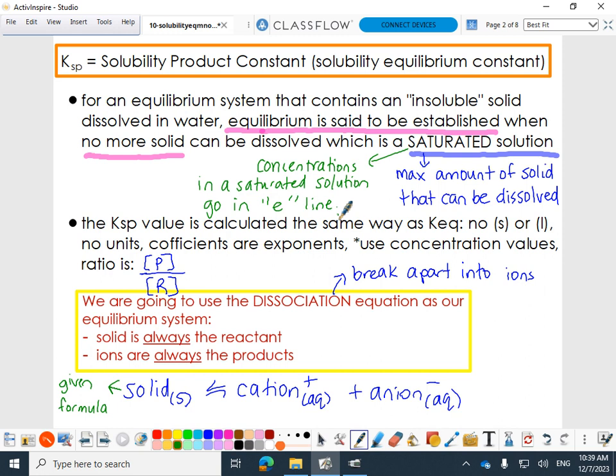And really what you're going to see today, by the time we do all the examples, you'll be like, why do we even have to do an ICE table? They're a little bit simplified because the solid's always on the left. It's the application part next week where the basics have to be down so that when you have to manipulate the ICE table a little bit, you're ready to go.